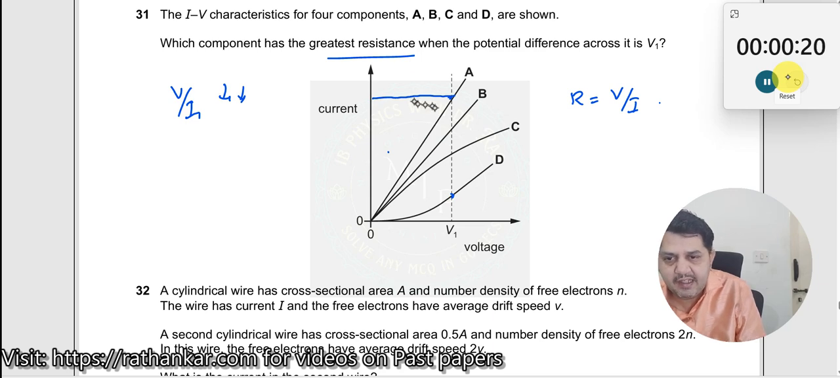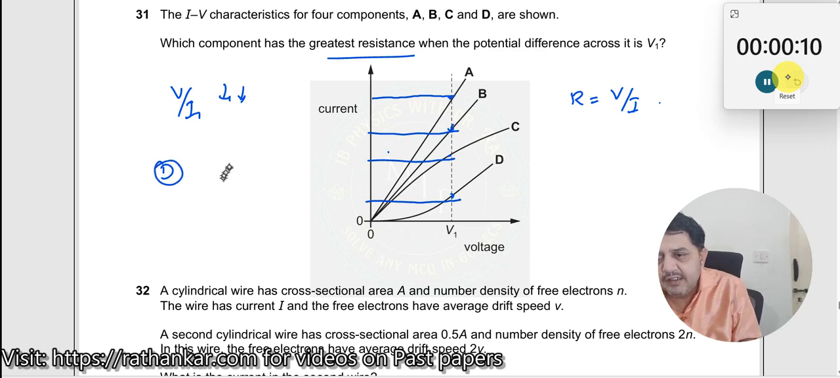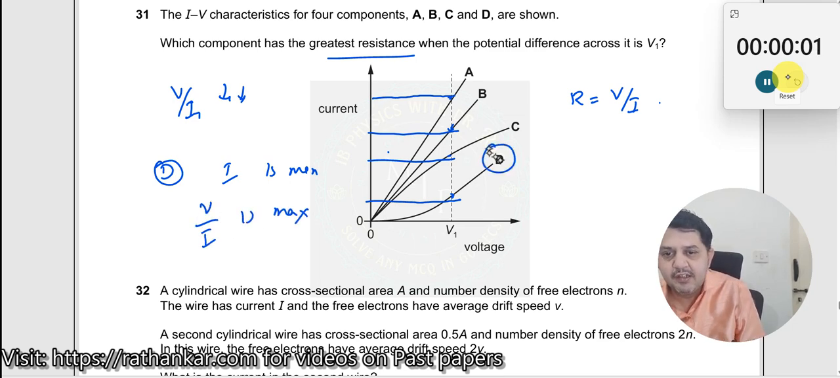That means if I take this point, the current still reduces. If I take much lesser, here the current is the least. So for D, if you see, the current is minimum, which means V by I is maximum, which means what? The resistance is higher only for D. So D is the right answer.